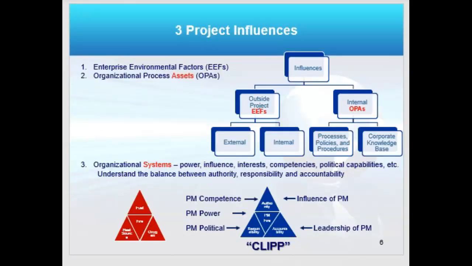We've already talked about these, so I'm just going to kind of touch and go. But 3 project influencers are the enterprise environmental factors, EEF, shown here, right? They're external and internal to the company, but still external outside of your project. But they impact your project. And then there are OPAs, organizational process assets. Those fall under 2 types: processes, policies, and procedures, and the knowledge base. Memorize those, please. Good multiple choice question items. The third influencer is just the organizational systems.